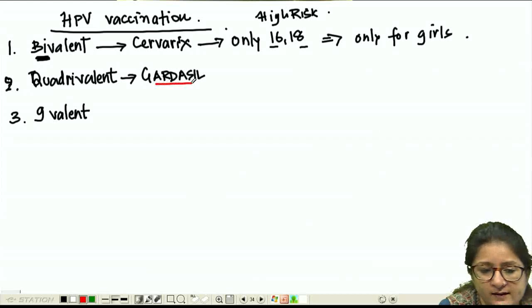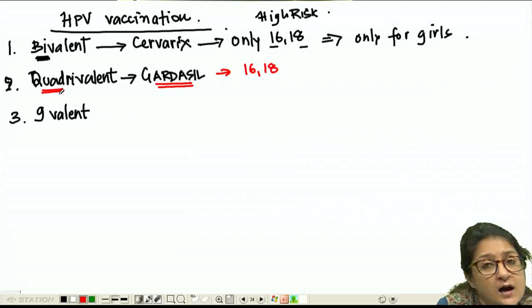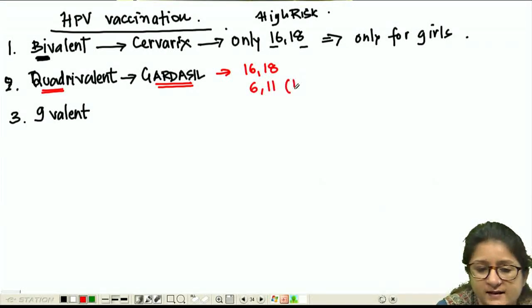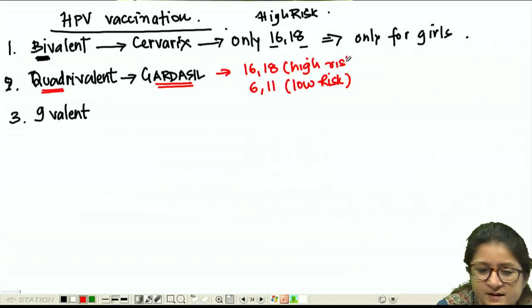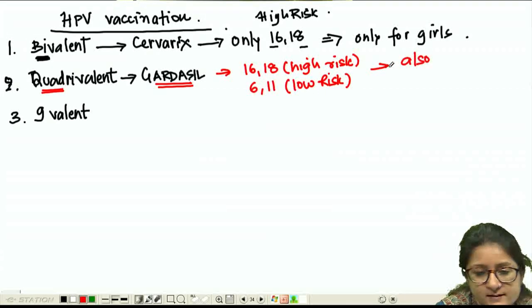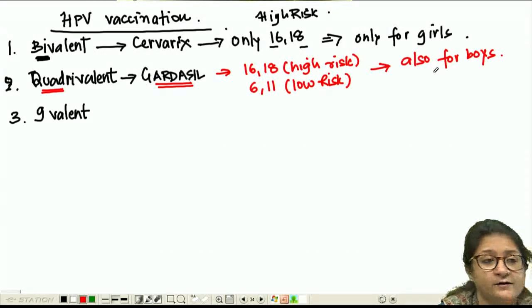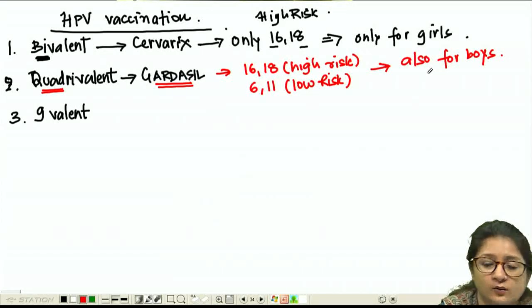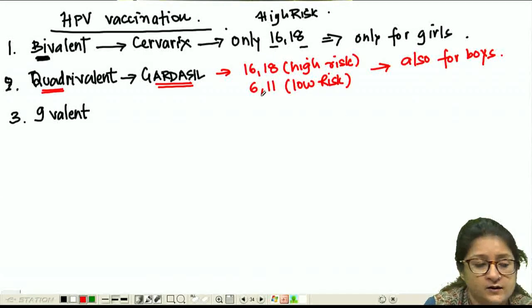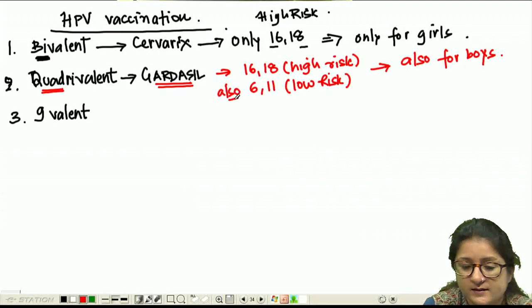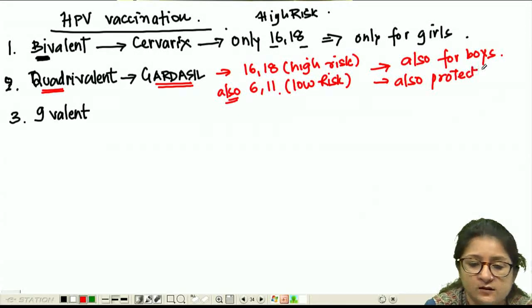Then remember the quadrivalent Gardasil has 16, 18, which are high risk types, and the other 2 are 6 and 11. Now, these 6 and 11 are the low risk types, and 16 and 18 are the high risk types. They are also recommended for boys. However, remember, in the Indian scenario, currently we are not vaccinating our boys, all right? We are vaccinating only our girls. So 6 and 11, 16 and 18, it is also for boys. It also has 6 and 11, so we can remember it that way. Also 6, 11, also for boys, and also protects against warts.